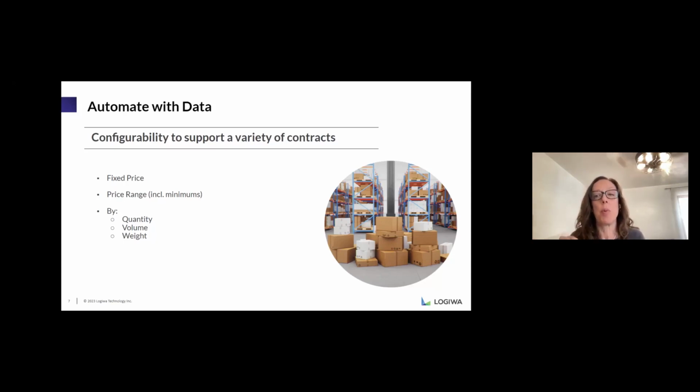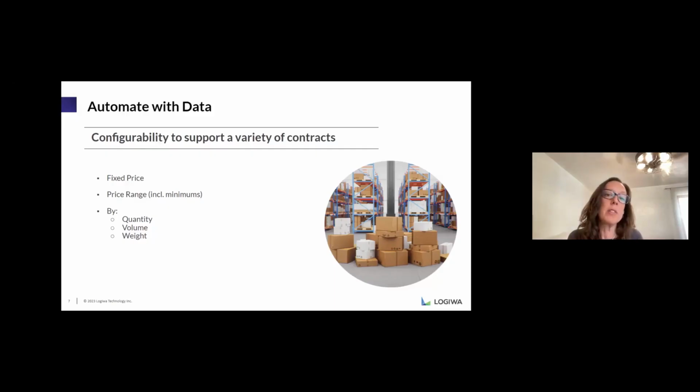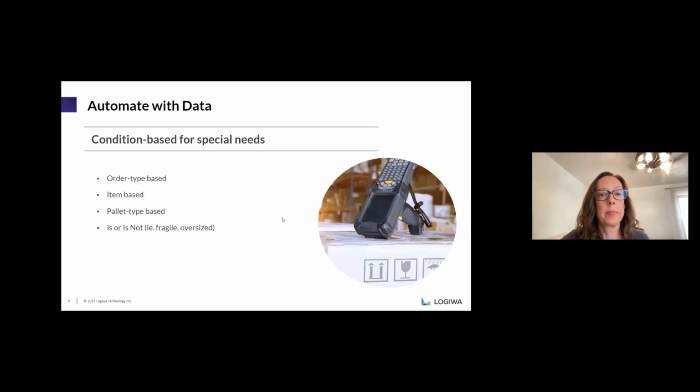Your system should also be able to support per unit based charges, just charges per pallet received, as well as either volume or weight based charges. And finally, you should be able to configure condition based criteria for your billing charges because certain types of orders or items require special attention and handling by your staff.